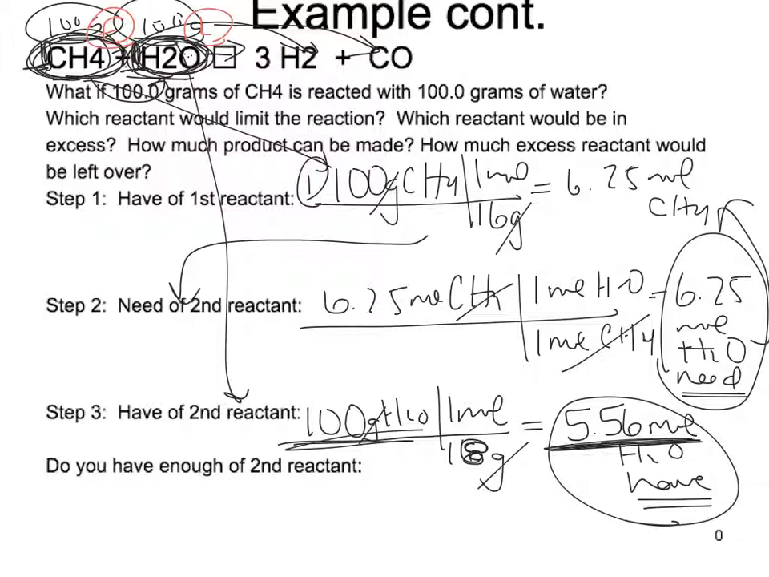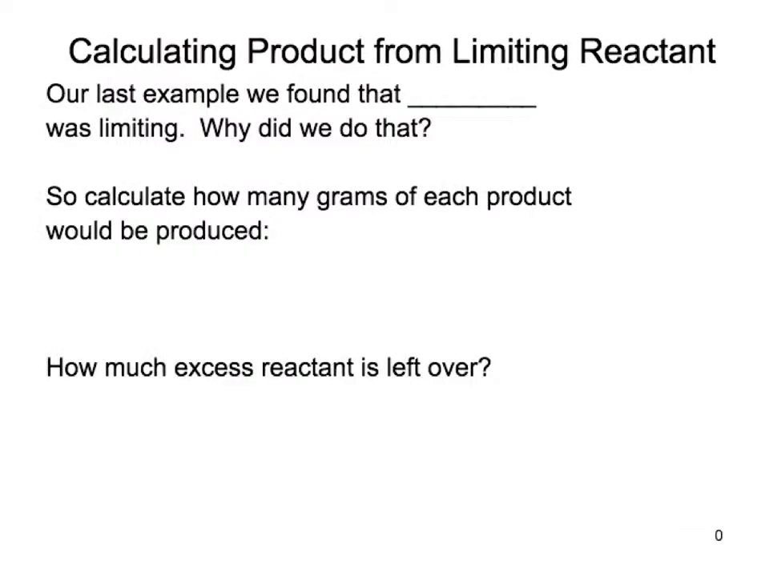So if this is your limiting, which we see it is, we're going to use that. If it had turned out that I had like 10 moles of this stuff, and this was my excess, then this would have been my limiting, the CH4, and I would have had 6.25 moles of it. But in this case, we'll do another example. This one right here is my limiting. So we found out that water is limiting.